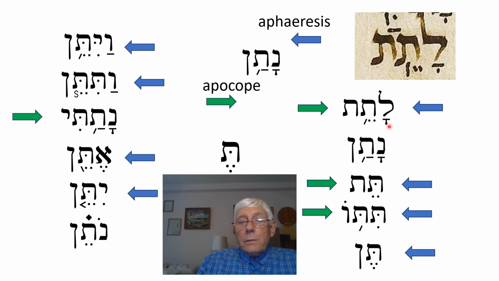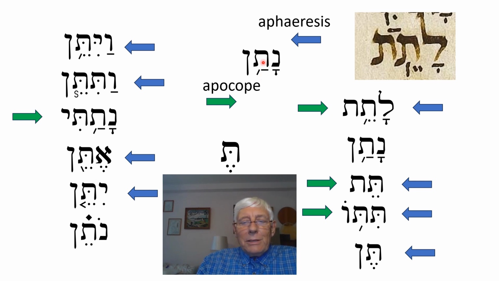So this is latet. When you have the root, the tau, if the front nun drops off, it's an apheresis. If the last nun drops out, it would be apocope. If the tau would drop out, it would be syncope, and you wouldn't have anything left after that.